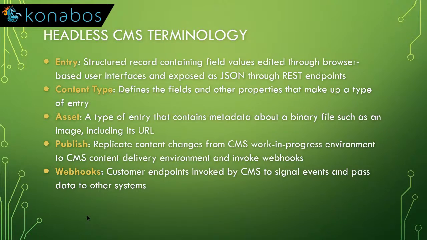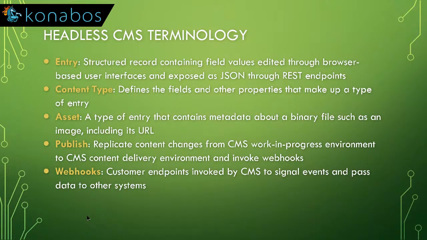An asset, and some systems will use other terminology, but an asset is basically an entry based on a content type used to manage the metadata about a binary file. So if we upload an image, that creates an asset entry based on an asset content type, and then we enter metadata. Some of it's automatic, like size and width, those kind of things, URL. That kind of stuff happens automatically, and then we enter additional metadata like alt text or whatever it is that we need to enter.